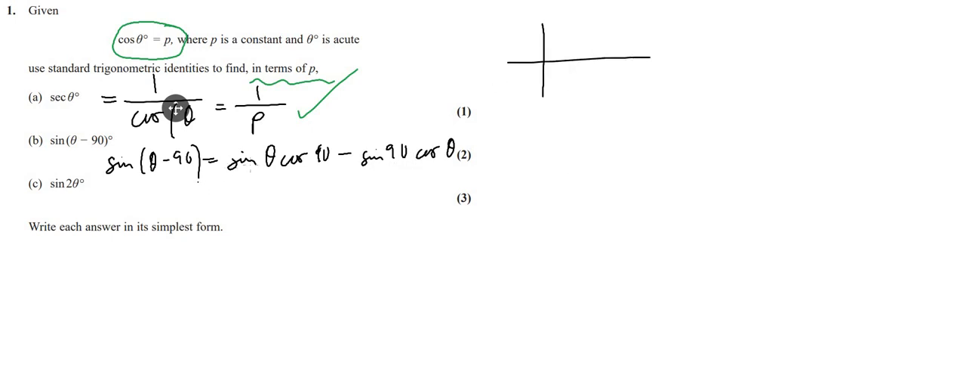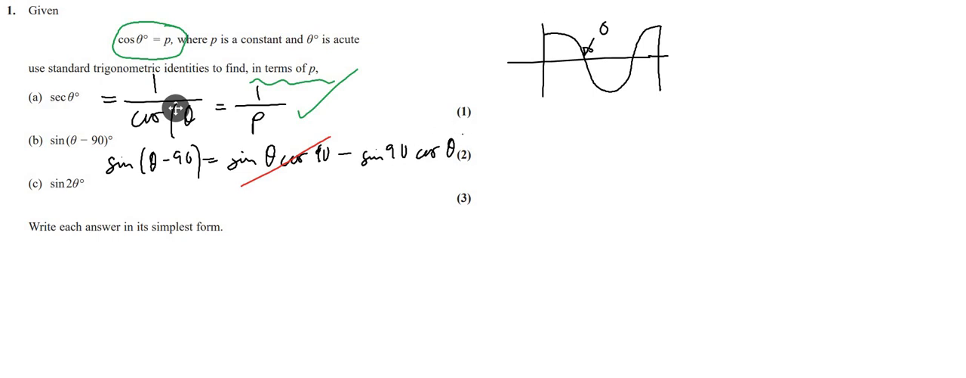So first thing, we've got cos of 90. So cos of 90 looks like this. So where is 90? It's here, it's 0. So that means that we've got sine of theta times 0. So we can cancel that out.